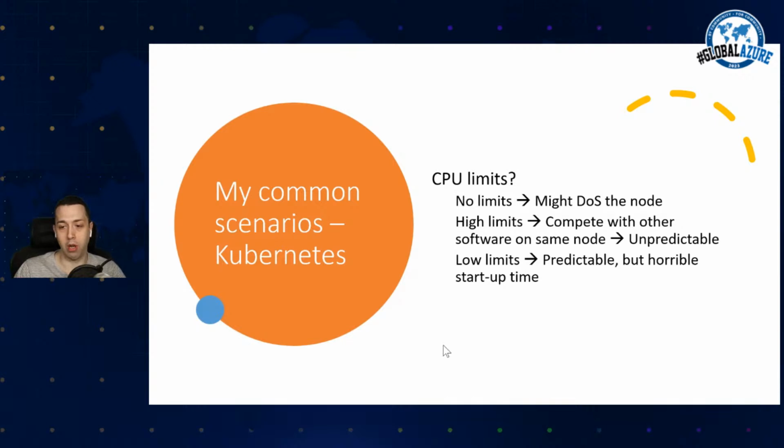But if you set the limits too low, yeah, you get predictable performance, but especially in .NET, the startup time is going to be horrible. So I've seen where just reducing to half a CPU or a quarter of a CPU creates increases of 1 or 2 minutes of startup time in some large applications.